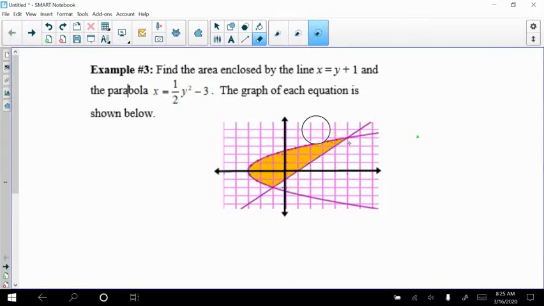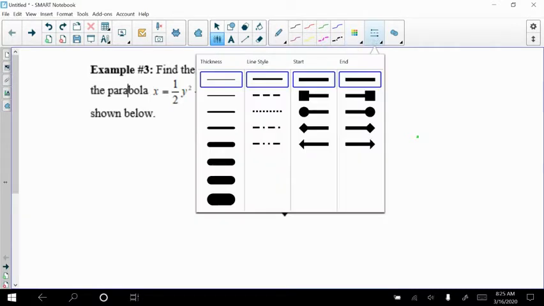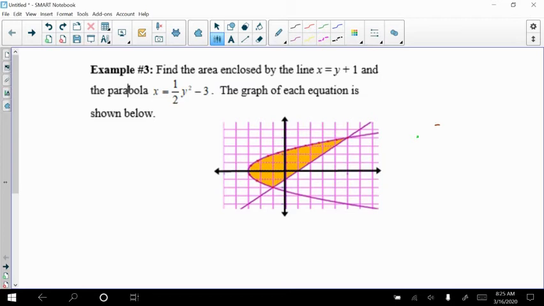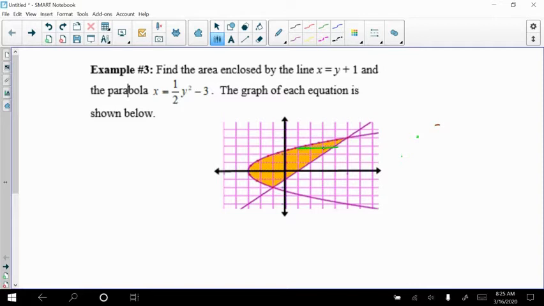As long as I can bound it by 2 separate equations, that's all I need. So instead of measuring top minus bottom, what if I start measuring right minus left, in this direction? On the right side, it's linear. On the left side, it's the parabola. On the right side, it's linear. On the left side, it's a parabola.